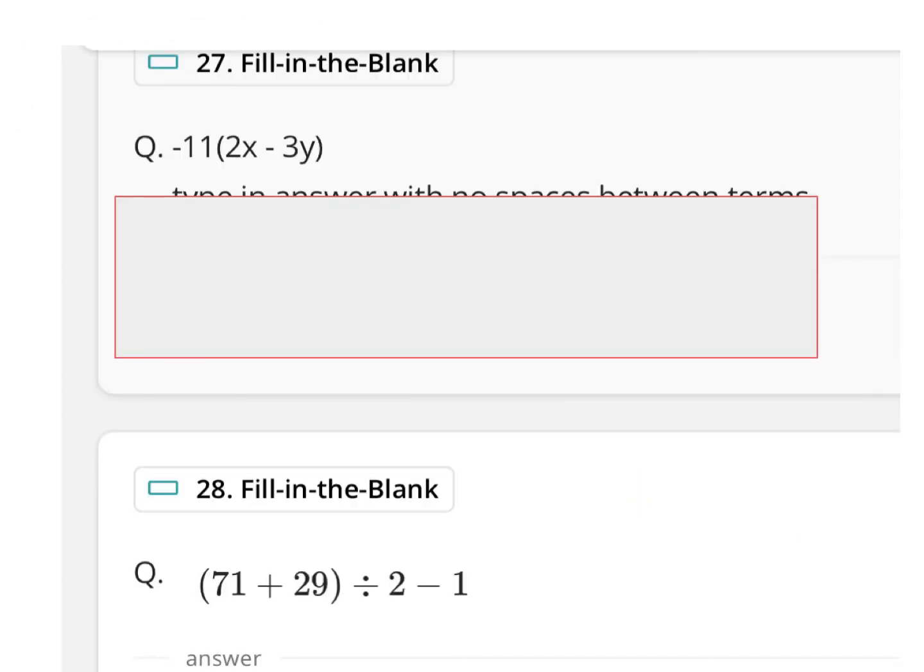This one's a simple distributive property problem. Let's take that negative 11 and multiply it by 2x. Negative 11 times 2, that's negative 22. And of course we have an x right there. And then distribute it to the other one. Negative 11 times a negative 3y. A negative times a negative is a positive. 11 times 3 is 33. And of course we have a y right next to it.